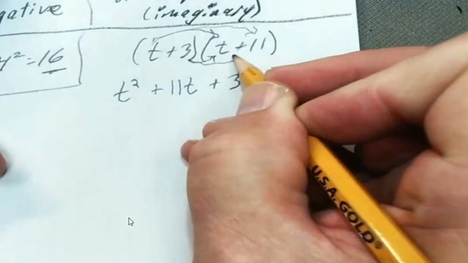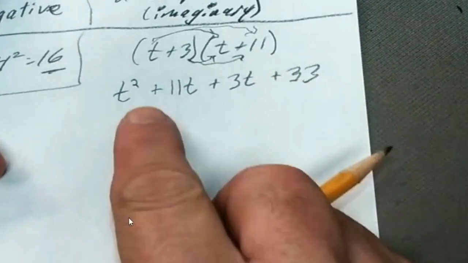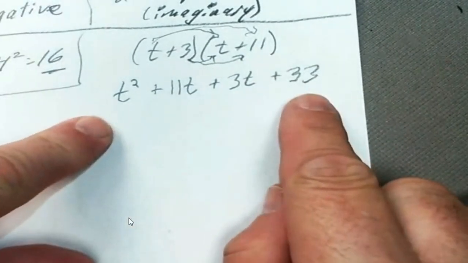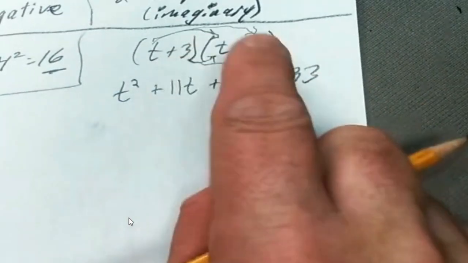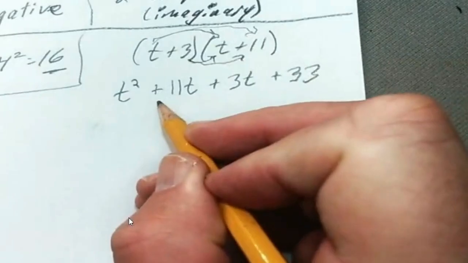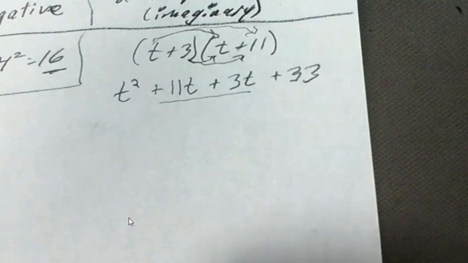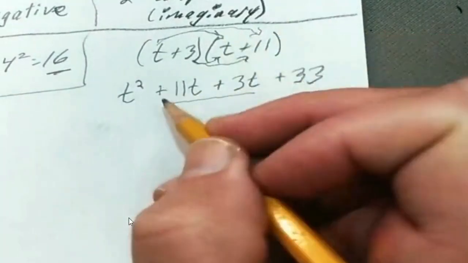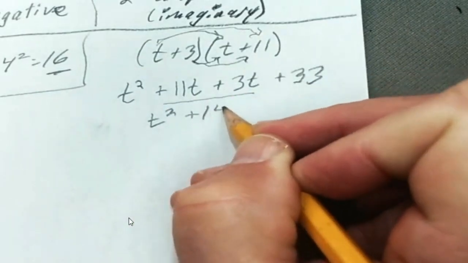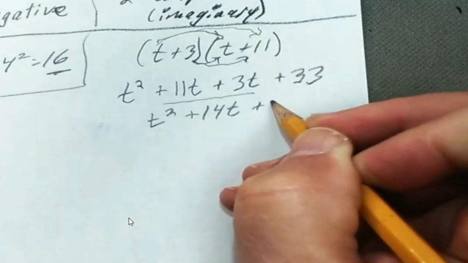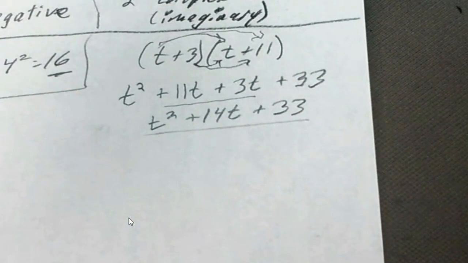And the 3 by the 11. 3 times 11 is 33. So this is what we end up with. We end up with 4 terms. In this case, when we multiply these together and got 4 terms, we see that the middle terms are like terms. They're both just t terms. They both have coefficients and they're both t's. So we can combine those, 11 plus 3, and have 14t plus 33. So that's what our polynomial is, our trinomial.